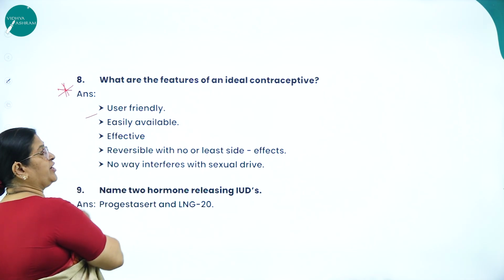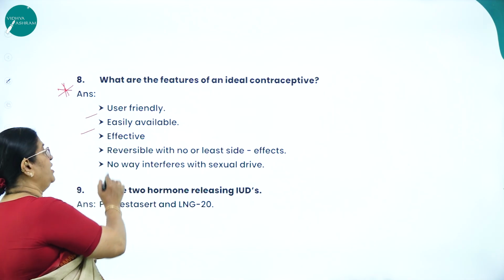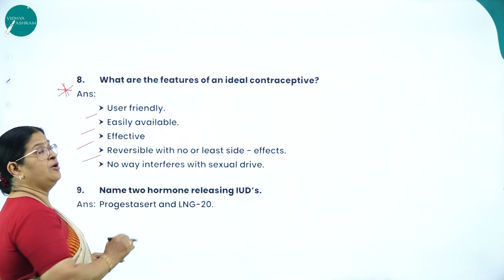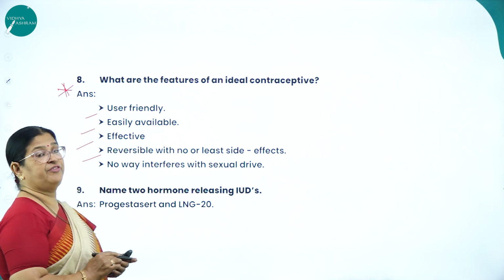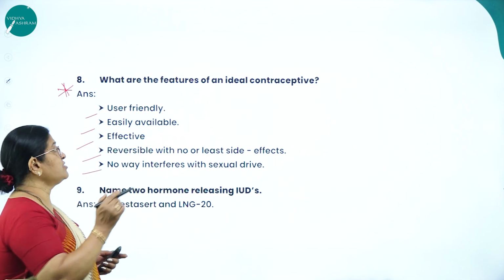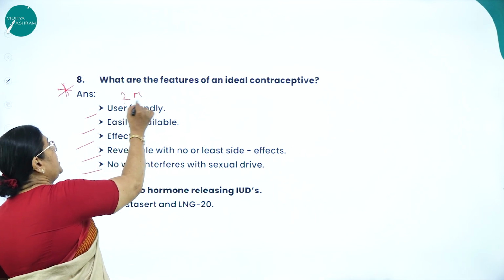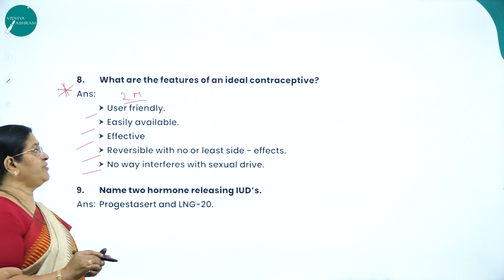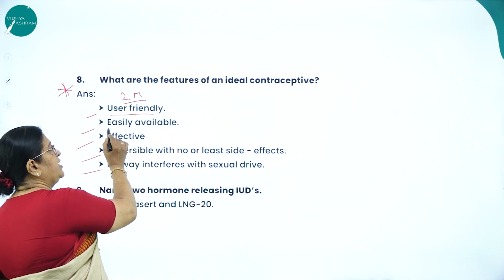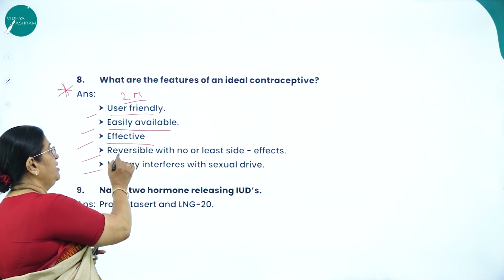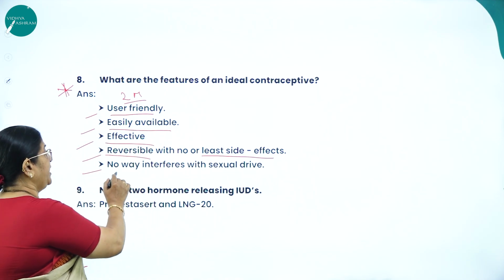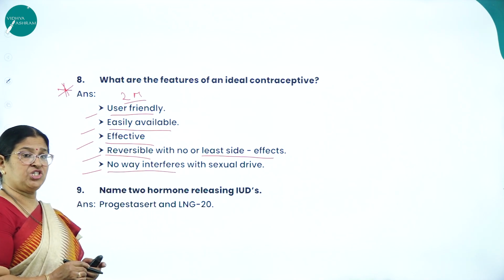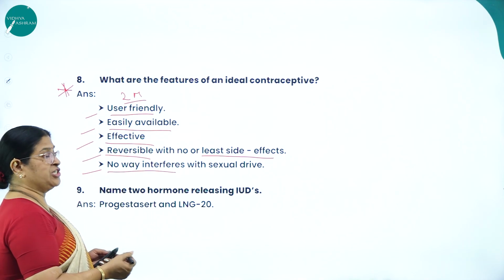It should be user-friendly, easily available, effective, reversible, with no or fewer side effects, and in no way should it interfere with the sexual drive. This is for a 2-marker question. Each feature carries half a mark. So it gives the natural sexual drive.